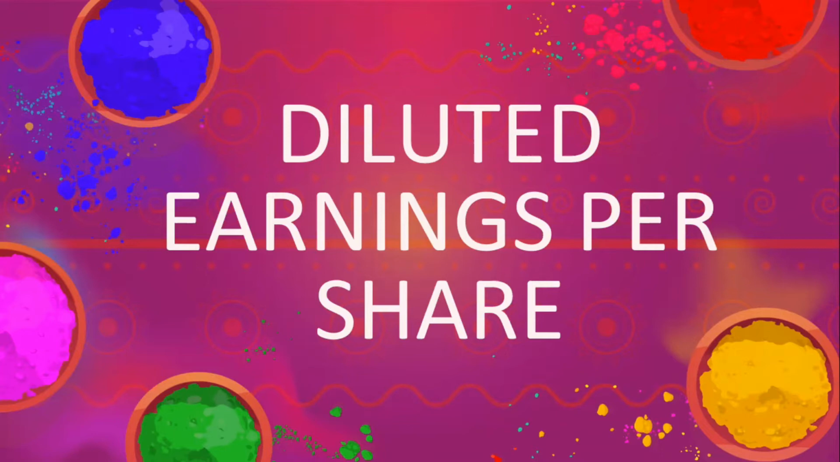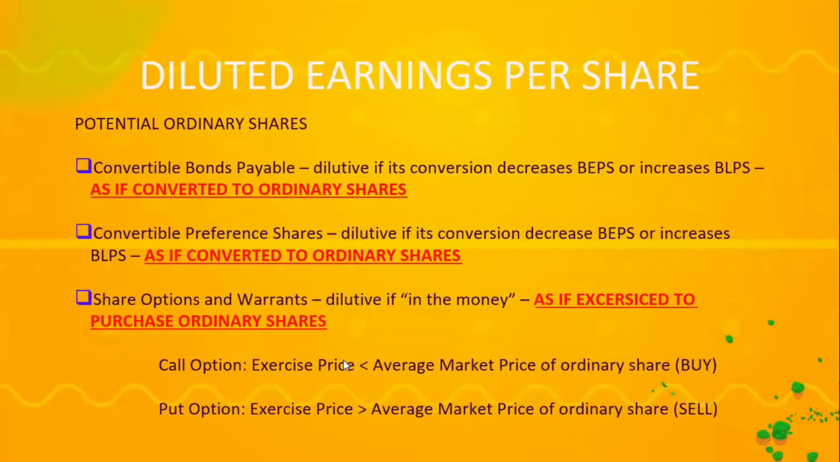I'm sure you have encountered those types of financial instruments in your financial accounting and reporting. So all we have to do right now is to refresh your mind on those types of financial instruments. So we're discussing what the potential ordinary shares are. What are the instances where potential ordinary shares occur? Number 1, we have convertible bonds payable. This is what we mentioned earlier.